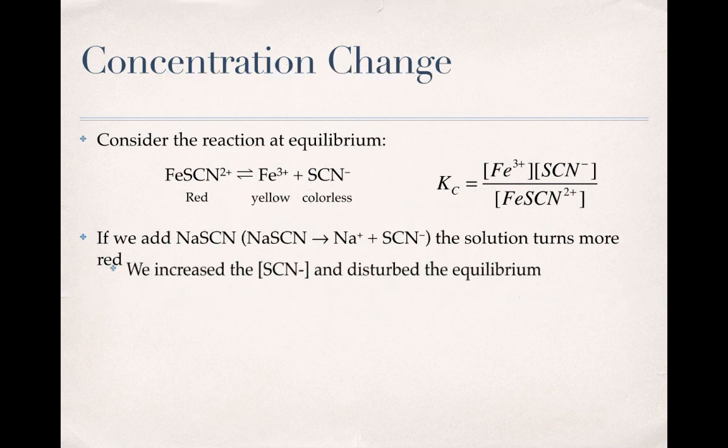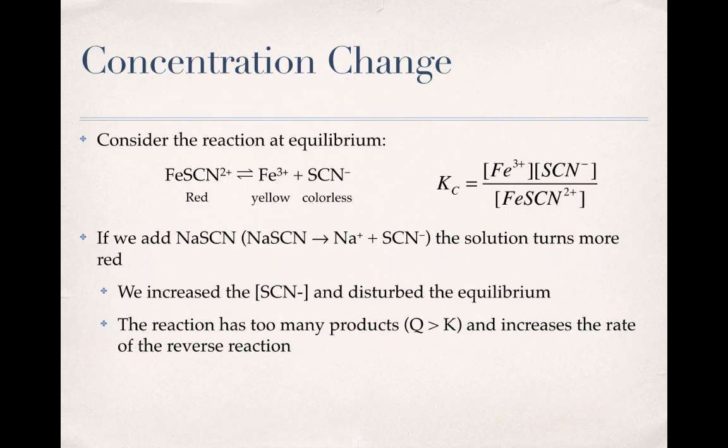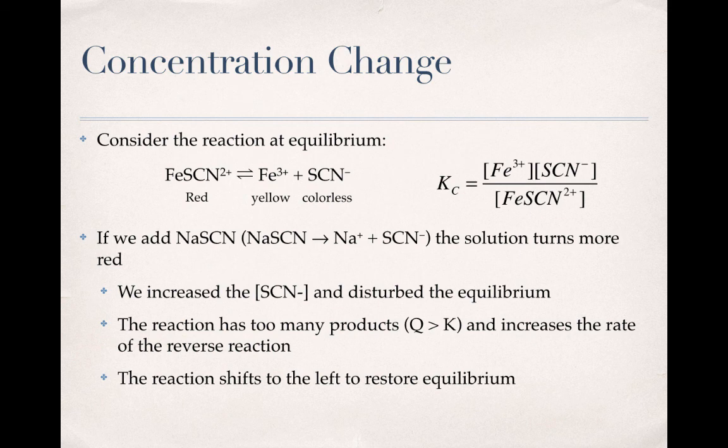Well, why was that? We've increased the thiocyanate ion. The solution was at equilibrium. We've now increased the thiocyanate ion concentration, and in doing so, we've taken that reaction out of equilibrium. So we've disturbed the equilibrium. At this point, the reaction has too many products. The thiocyanate has increased the amount of products. So the rate of the reverse reaction has increased, and the reaction will shift back to the left, or towards the reactants, in order to restore equilibrium. In shifting to the reactants, we're shifting towards that red complex, and the solution turns more red.